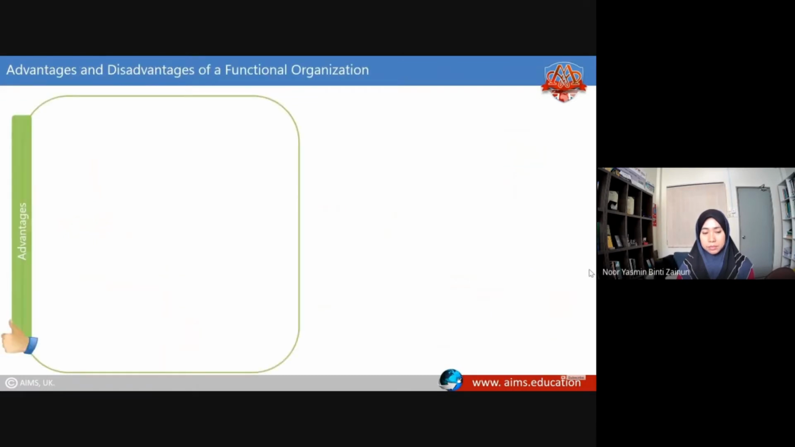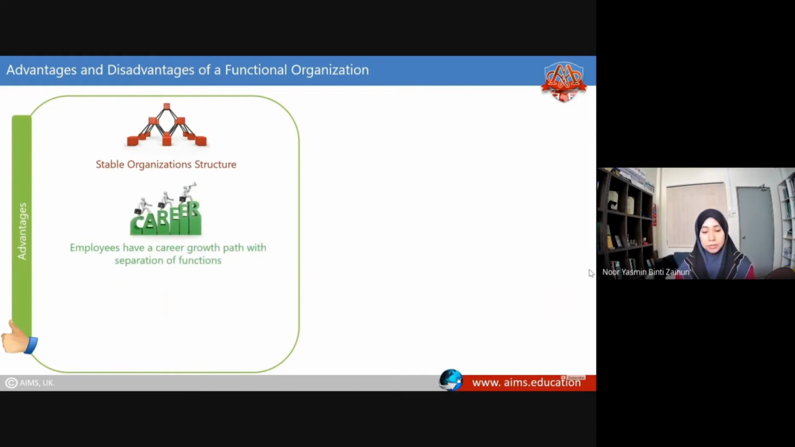Its advantages are as follows. It is a stable organization structure. Employees have a career growth path with separation of functions. Employees have one supervisor with a clear chain of command.